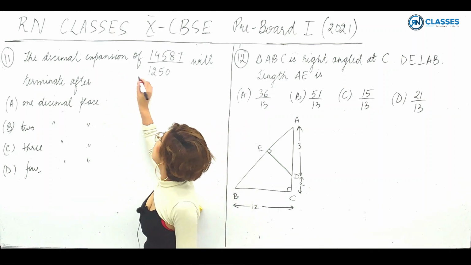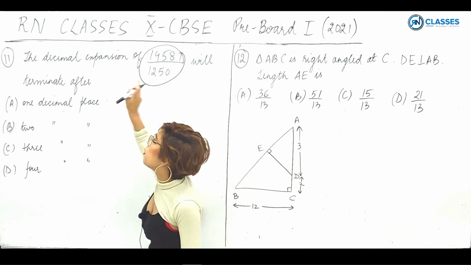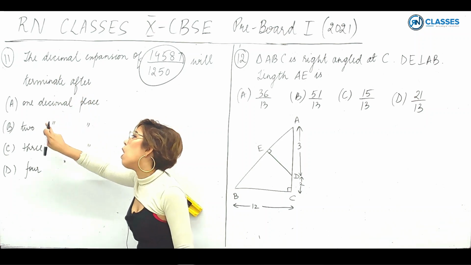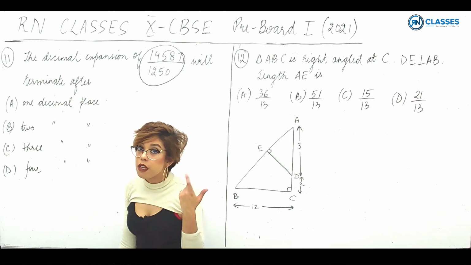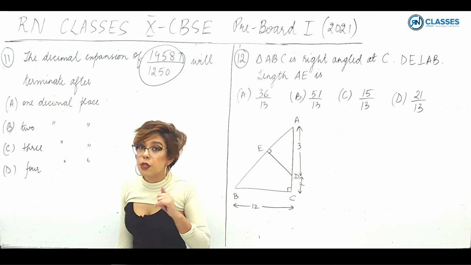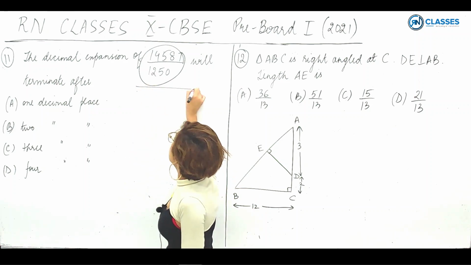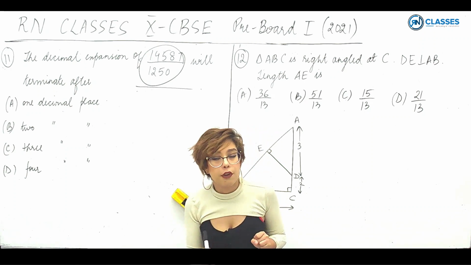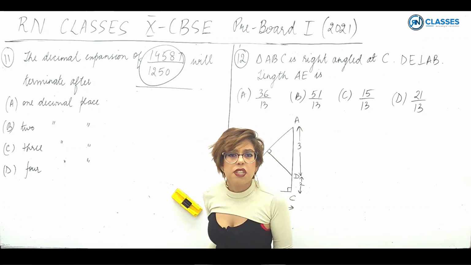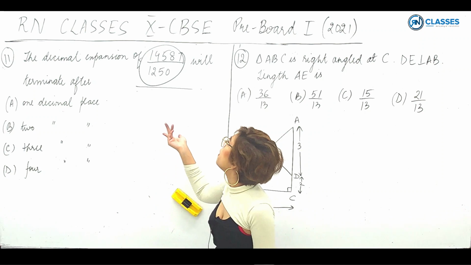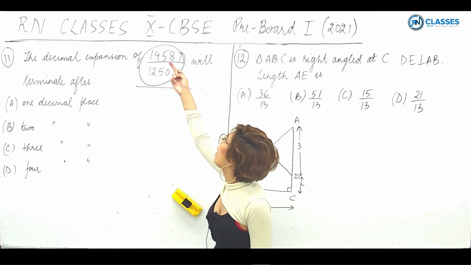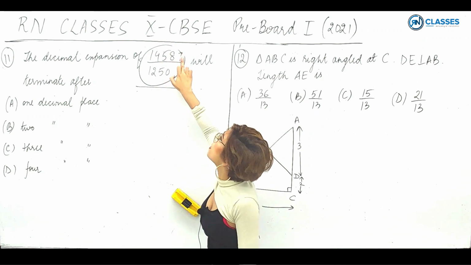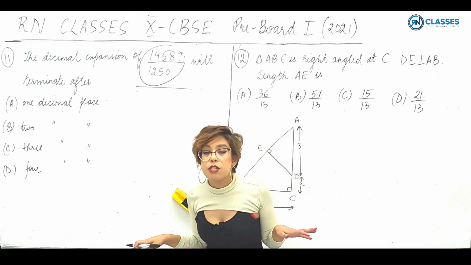The decimal expansion of this rational number will terminate after, basically after how many decimal places, right? Whether it is 1 or 2 or 3 or 4, you need to ascertain. Now, I have this rational number. First of all, reduce the rational number to the lowest form. It is already in the lowest form. Why? Because the denominator just has the factors 5 and 2, and 5 is not a factor of the numerator and 2 is also not a factor of it. Right? It is in the lowest form.